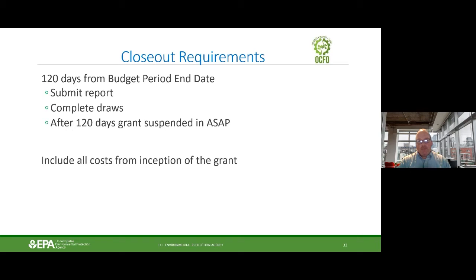One of the keys too is remember to include all the costs from the inception of the grant. So if you have amendments, we want a consolidated report with all of your expenses and costs that you have incurred.